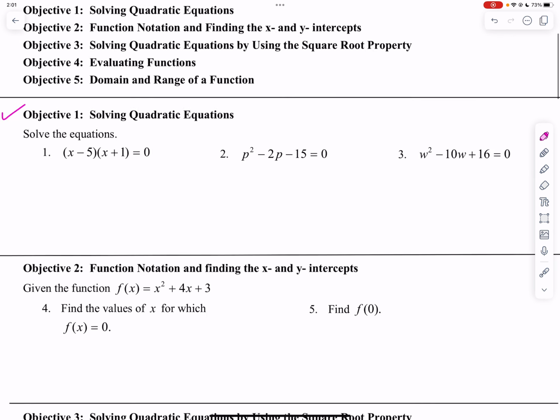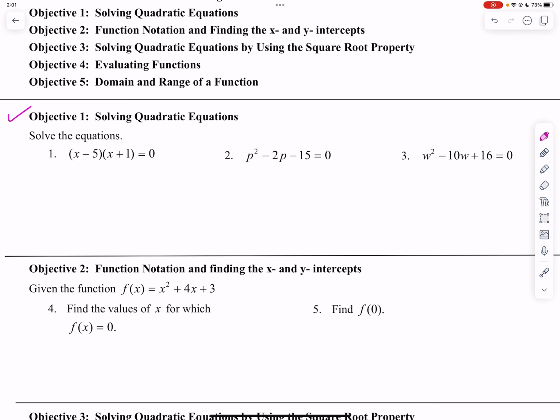In number 1, you can see we have 2 binomials multiplied together that equal 0. So either x minus 5 is equal to 0, or x plus 1 is equal to 0. One of those caused the multiplication to equal 0. So we will add 5 to both sides, and we have x is equal to 5, and we will subtract 1 from both sides, and we get x equal to negative 1.